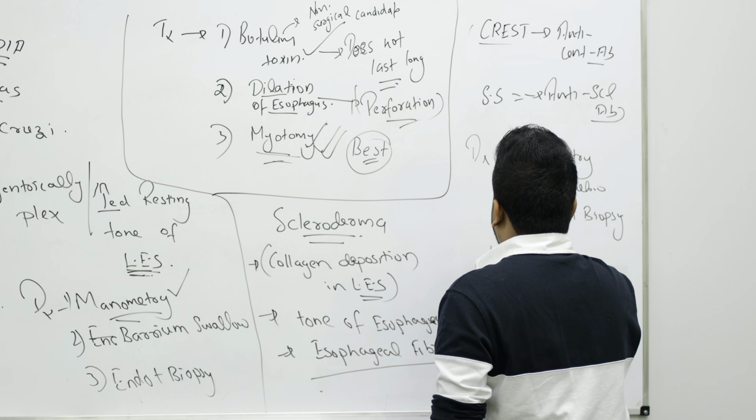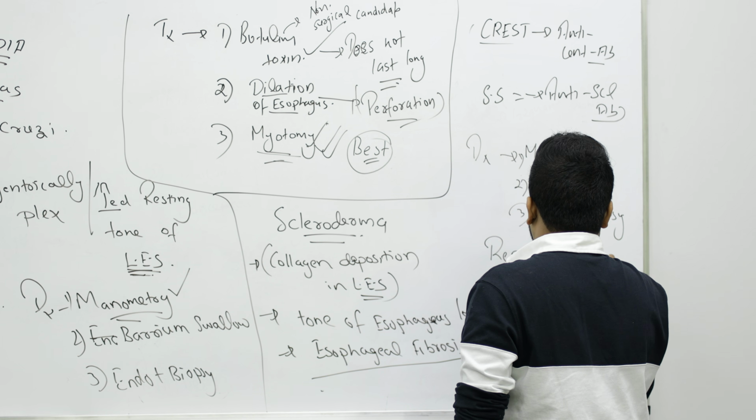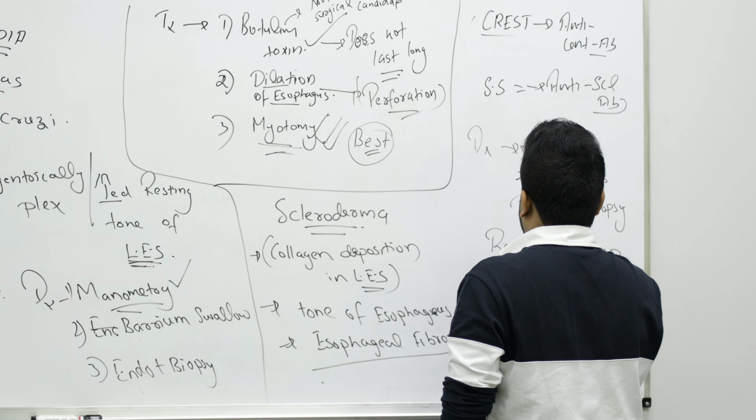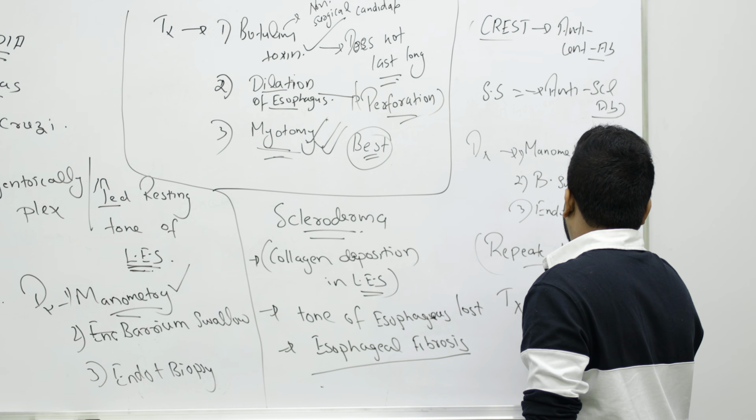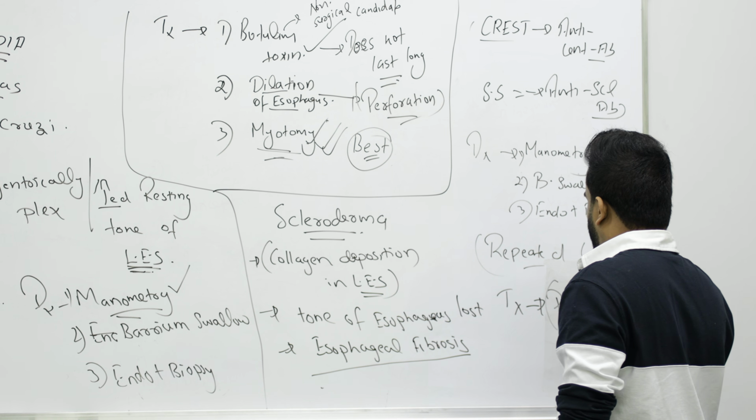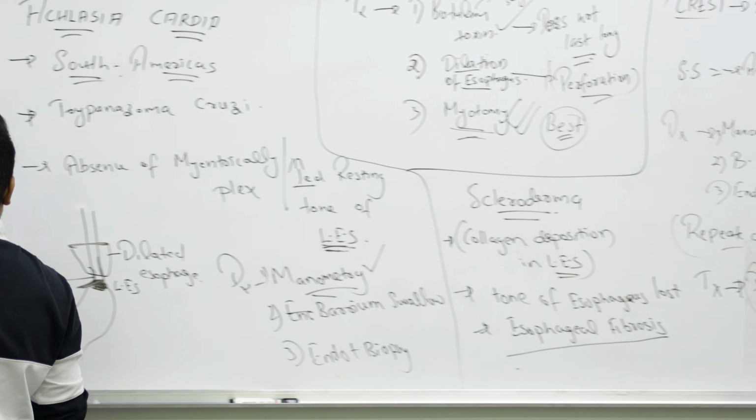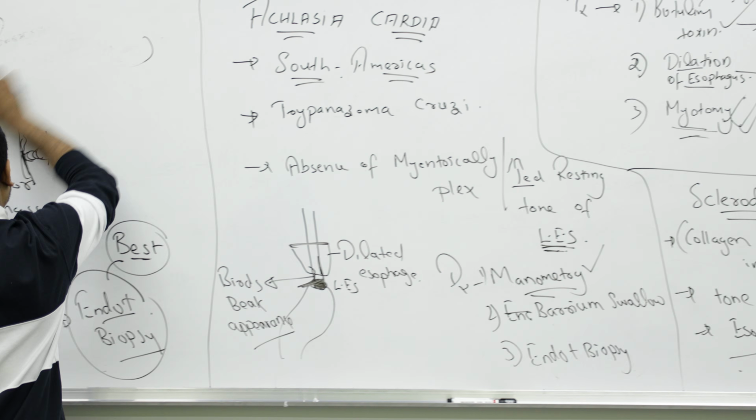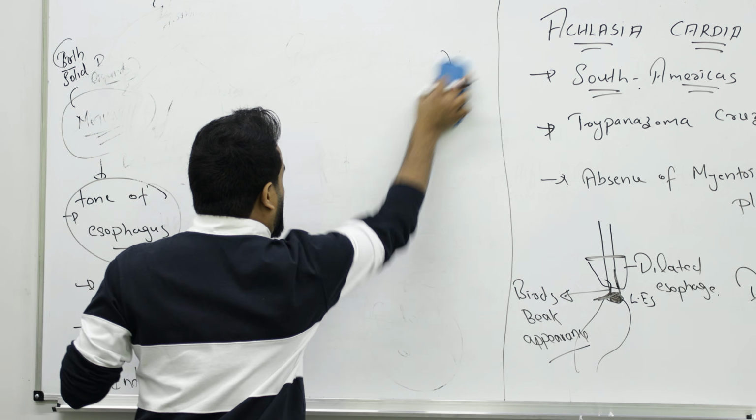Here the patient will have what? Repeated GERD again and again. GERD will be a symptom. Treatment, what do we give here? Proton pump inhibitor. Symptomatic therapy you can give. Then the last one, I'm talking about motility disorders.